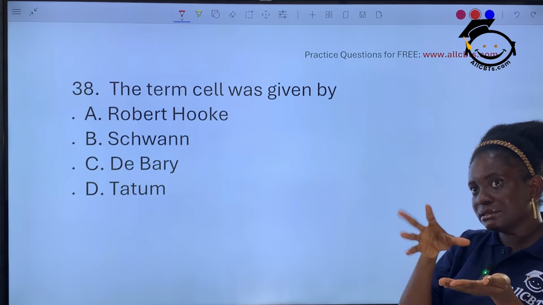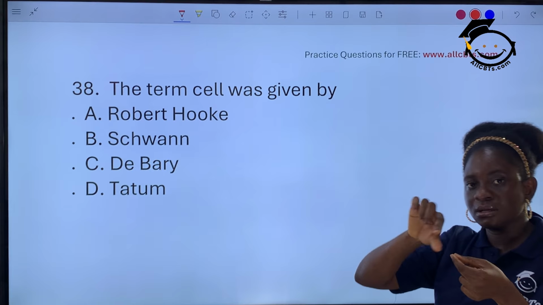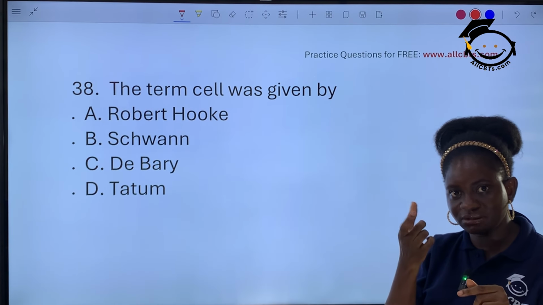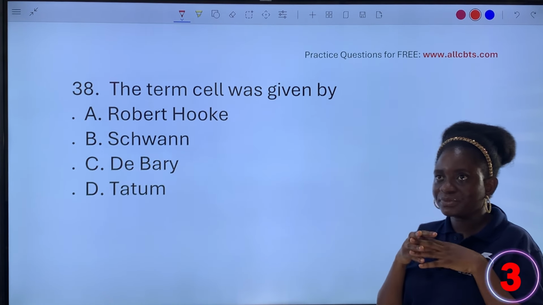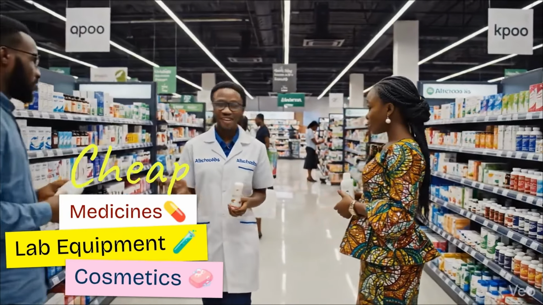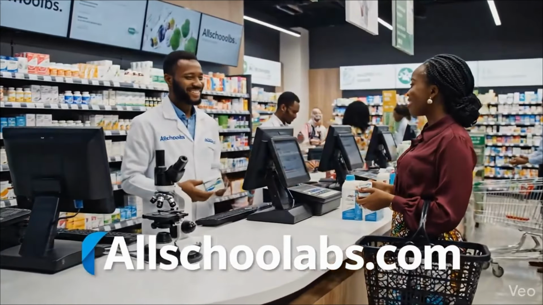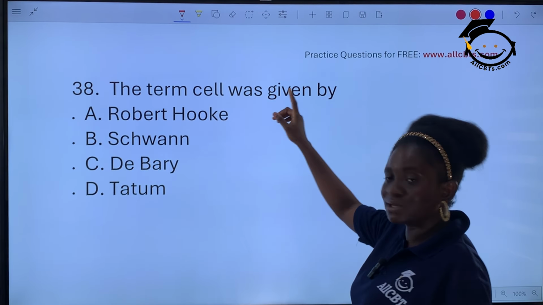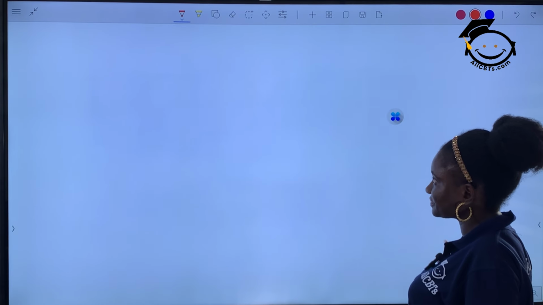I'm trying to relate, kind of simplify it. When you think of cork, just think of this cork on top of a wine bottle. This wood, brownish, something like wood that they use to cork wine. So this man observed this cork under a microscope, and he saw tiny compartments, and he called them cell. So that is why the term cell was given by Robert Hooke. Option A is the correct answer.